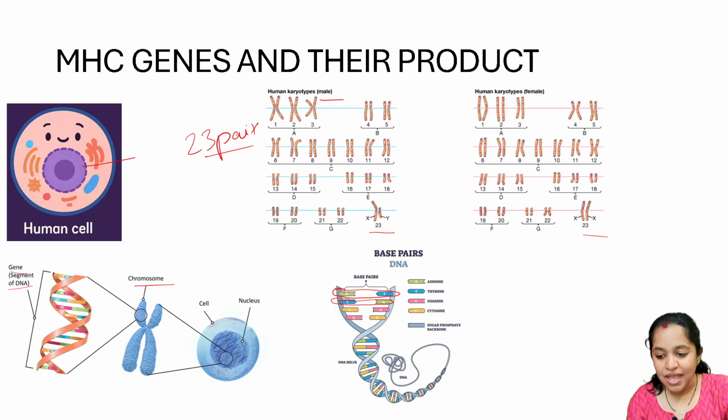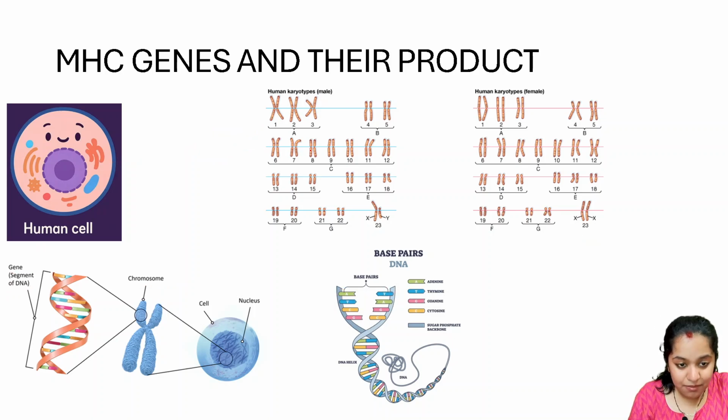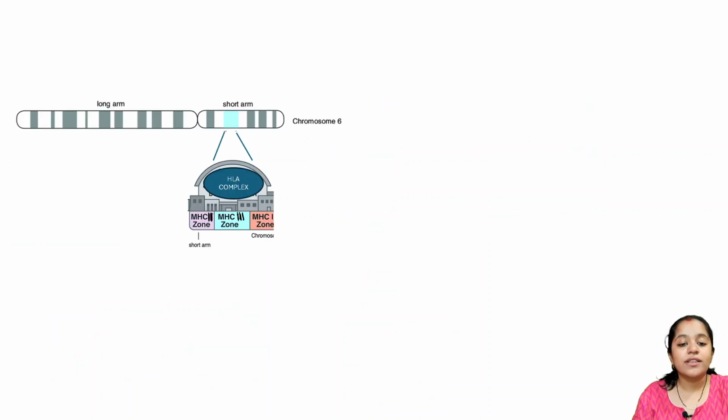I hope it's clear. Now let's focus on chromosome 6. Why? Because on the short arm of chromosome 6, it has two arms, one long arm and one short arm, lies the HLA complex, which has the MHC genes, which make the MHC protein, the MHC molecules.